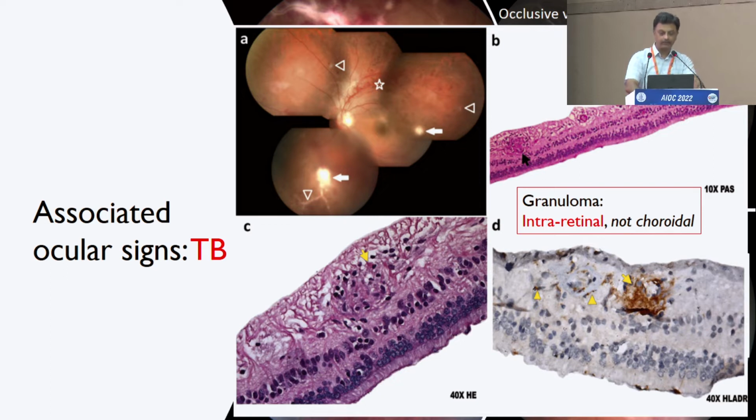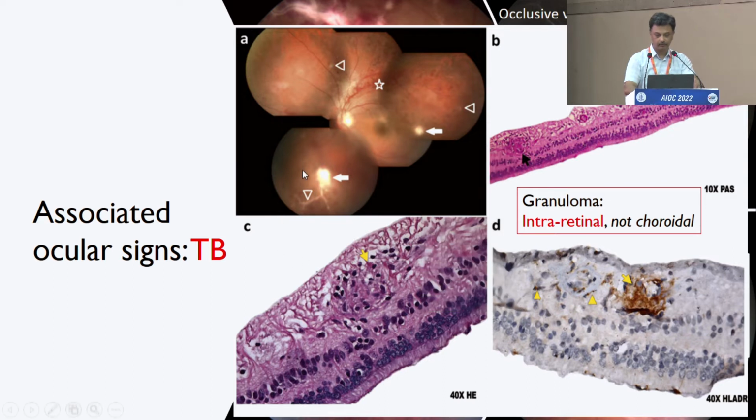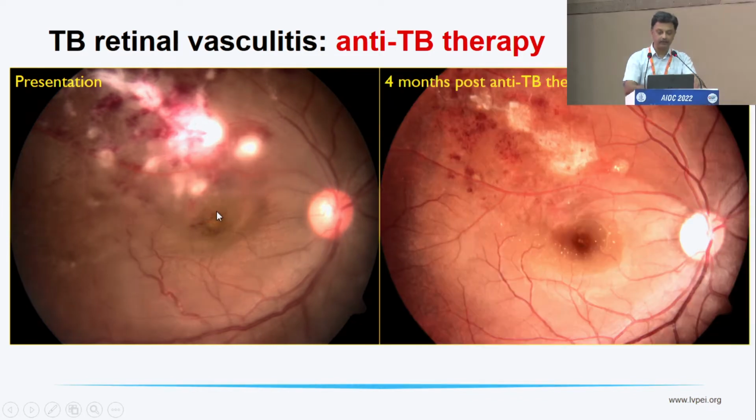So what happens when we treat these patients with anti-TB therapy? You can see that this patient who presented to us with this retinitis lesion over here and dense perivascular infiltrates and neurosensory detachment at the macula, after 4 months of anti-TB therapy alone, this one has resolved so drastically in this particular patient. May not happen in all patients, but this is what we find, clearly suggesting the infectious nature of the retinal vasculitis in this patient.